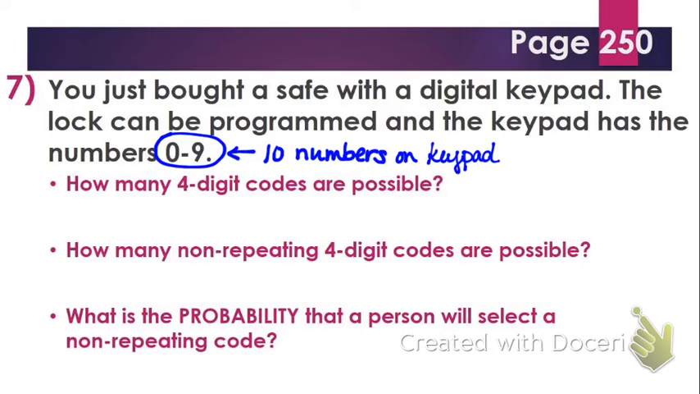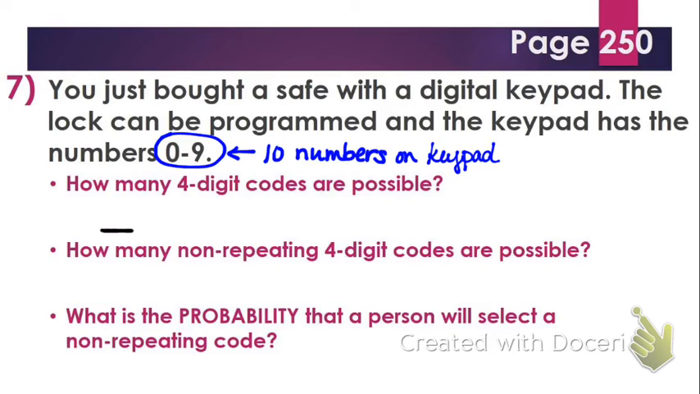Does order make a difference here? Yes. If you know the numbers that you need to push to open it, but you don't know the order, you're going to have to try several different things, right? So order makes a difference. When you set a code for something, are the numbers allowed to be repeated? Yes. Up until now, we've been looking at situations where once a choice is made, you can't choose that same thing again. It's already included in the group. So how many 4-digit passcodes are possible?